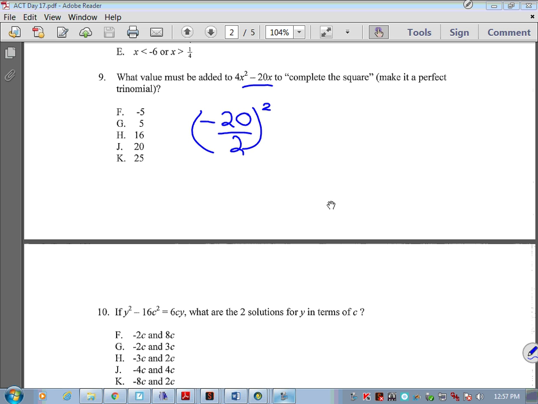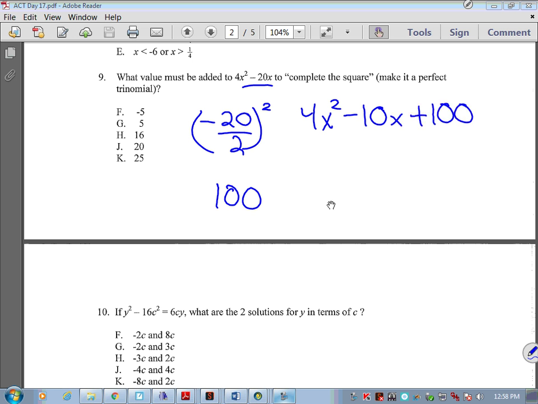No, okay, sorry. Negative 20 squared. What is that? And we're also squaring the 2 underneath of it, right? So it should be 4. What's 400 divided by 4? 100. Sorry, 100. So this value just comes out to 100. So our answer to that, we've got 4x squared minus 20x plus 100.